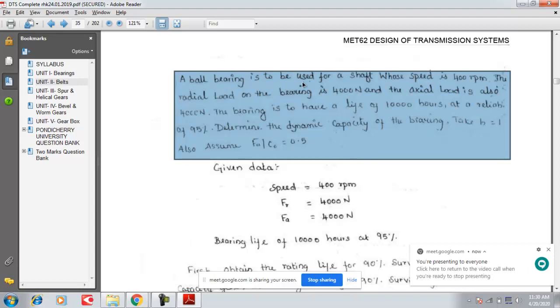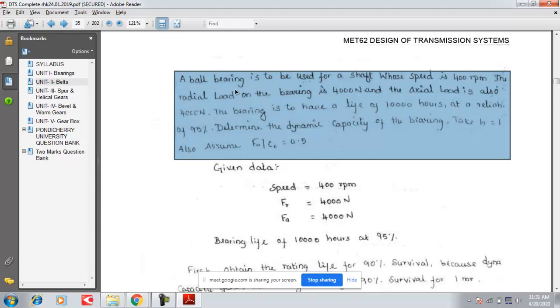A ball bearing is to be used for a shaft whose speed is 400 rpm. I would recommend all students to keep your data book beside you. Everybody is having your data book beside you, right? Keep it with you. A ball bearing is to be used for a shaft whose speed is 400 rpm. They have given the speed. The radial load on the bearing is 4000 newton and the axial load is also 4000 newton. The loads that are all acting radially and axially are given.